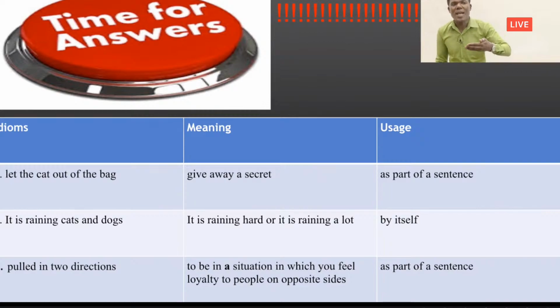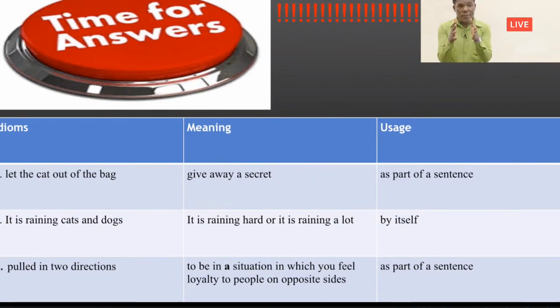And boys and girls, there are times when you feel like that. Good. Your friend is on one side telling you, let's go to the beach. Your mother is on the other side telling you, nuh-uh, you've got to stay home. So you are pulled in two opposite sides.